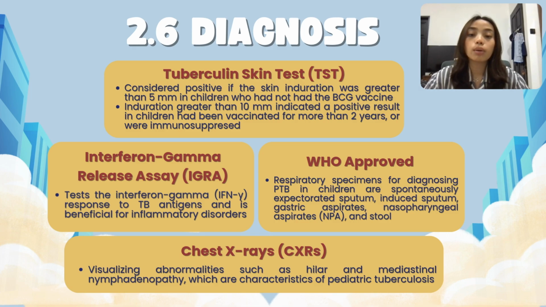The WHO-approved respiratory specimens for diagnosing tuberculosis in children are spontaneously expectorated sputum, induced sputum, gastric aspirates, nasopharyngeal aspirates, and also stool. Also included are the WHO-approved tuberculin skin test and the interferon gamma release assay, which determine the existence of an immunological response to tuberculin antigens. For the interpretation of the result, you can see the slide.